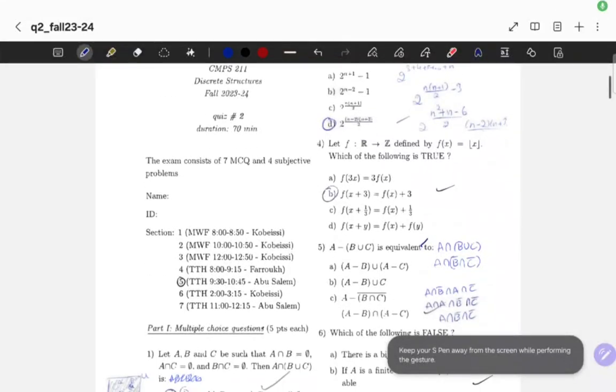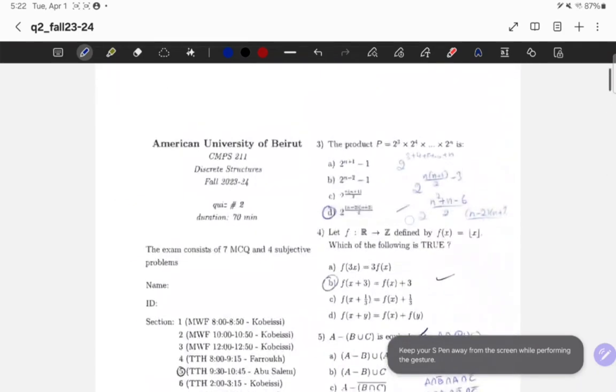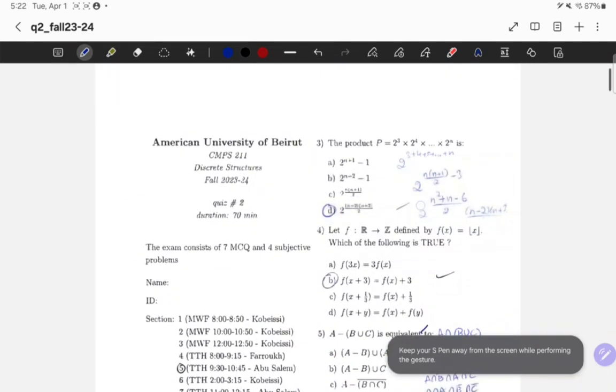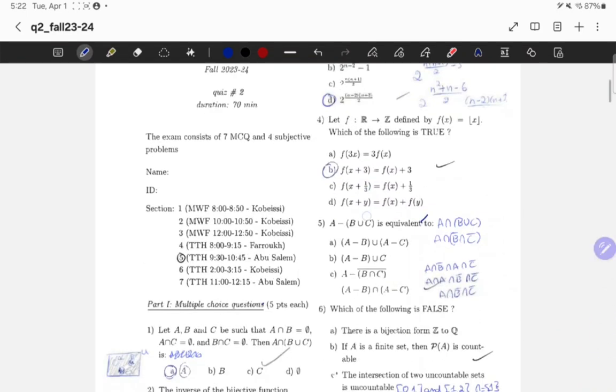Today we'll be doing what might be our last CMPS 211 revision session. Today we'll be solving this previous exam, which covers mostly sets and functions. It has a great focus on sets and functions, which we haven't really solved a lot of.